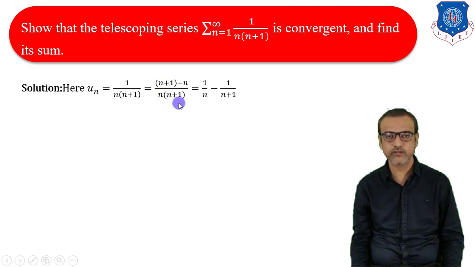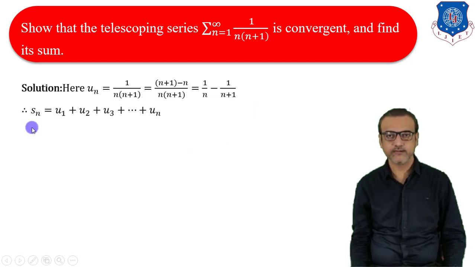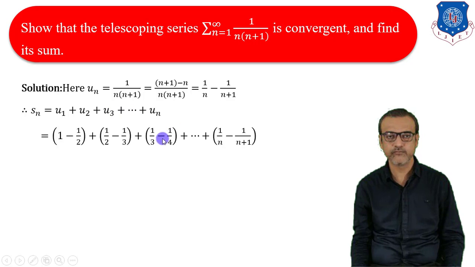So n plus 1 will cancel out and the result is 1 upon n. Then after minus, n will cancel out and the result is 1 upon n plus 1. So we have un equals to 1 upon n minus 1 upon n plus 1. Now we will find out Sn. So therefore Sn equals to addition of first n terms of the given sequence. So Sn equals to u1 plus u2 plus u3 plus up to dash dash dash plus un.